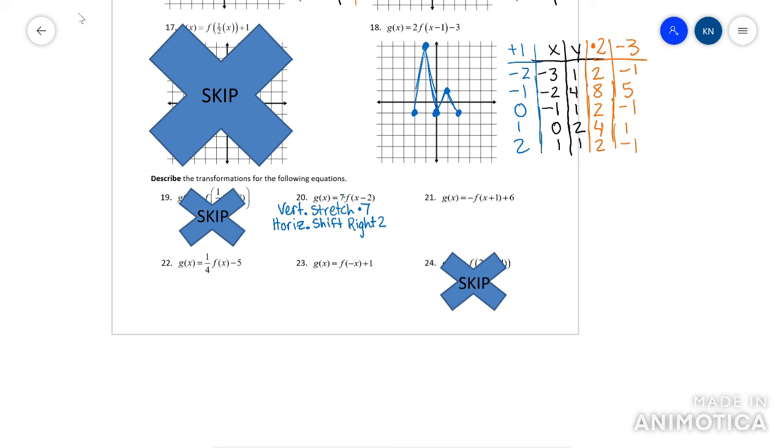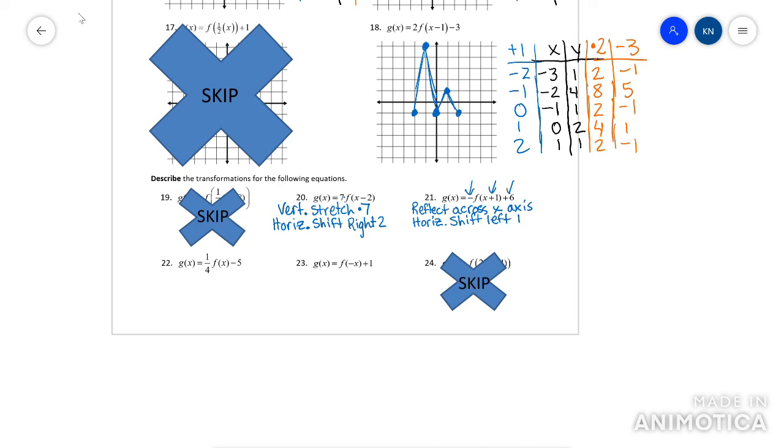This next one, my first transformation is a minus out in front. That is a reflection across the x-axis. The next transformation would be this +1 inside. It's inside, so it automatically has to be horizontal. And when it's a plus or a minus, it's automatically a shift. But you kind of have to do the opposite, so you're really going to be minusing 1, and minusing 1 on your x is going to shift you left 1.